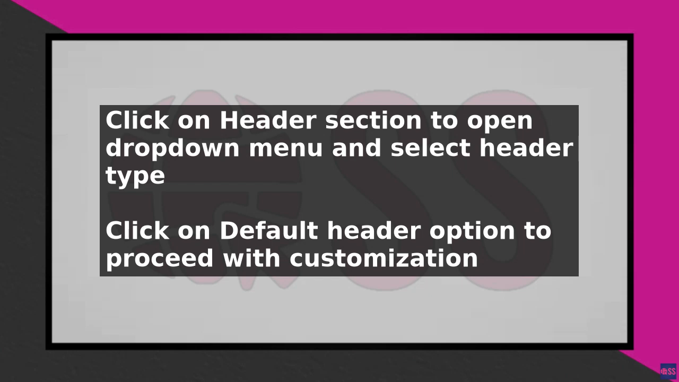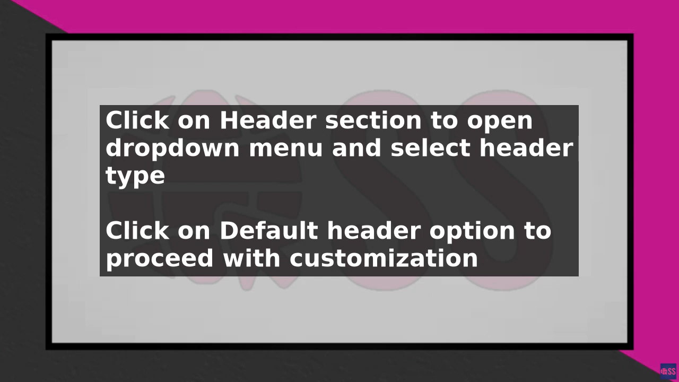You can choose from a range of predefined colors or enter a custom hex code to match your brand's color scheme. Once you have selected a new color, click on the Save button to apply the changes. You can preview the changes in the theme editor to see how the new header color looks.